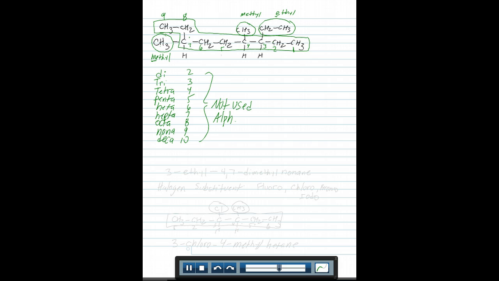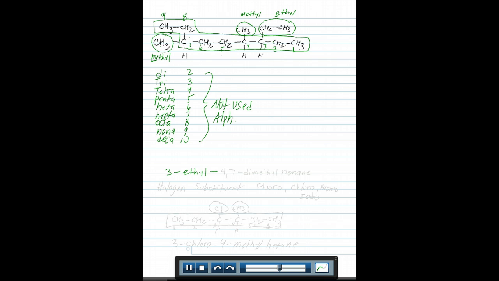Okay, so why don't you put this on pause? I'll put it on pause, and you can go ahead and practice and write out the name of the molecule. All right, so let's come back. You've got an ethyl group and you've got a methyl group. Ethyl is alphabetically first, so it's on the 3rd carbon. So it's 3 ethyl. All right, hyphen.